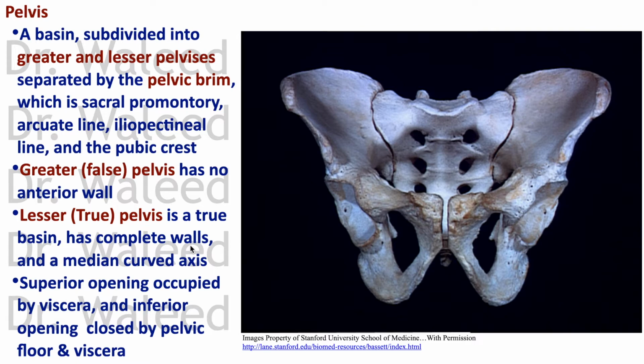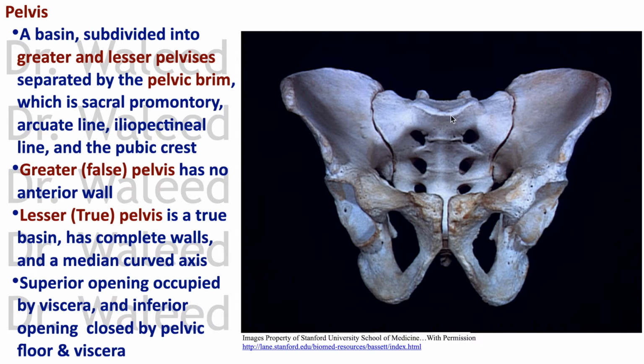The pelvis is a basin, as you can see here. All this is a basin and divided by the promontory into a greater pelvis as the one you see here, and the lesser pelvis or the true pelvis with complete walls, the lower one as you can see here. Okay, so the line of separation between both is the pelvic brim.